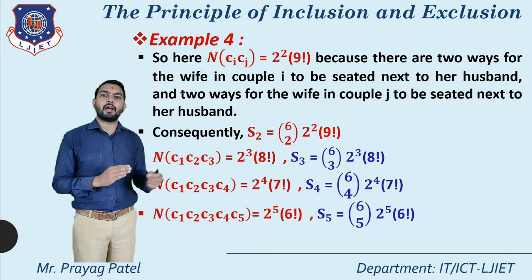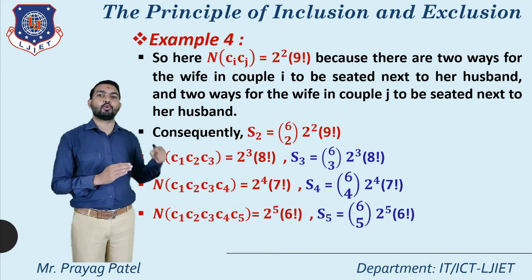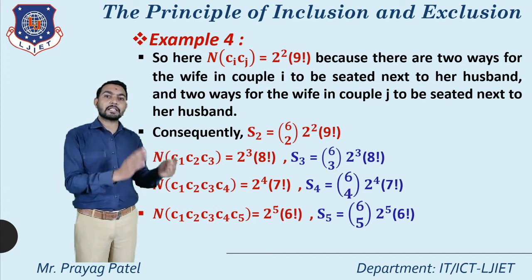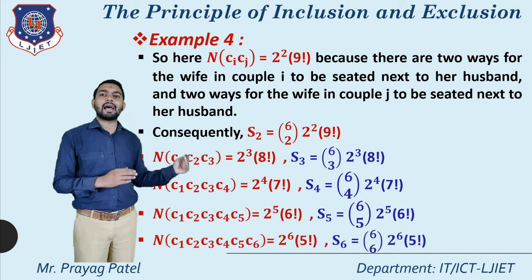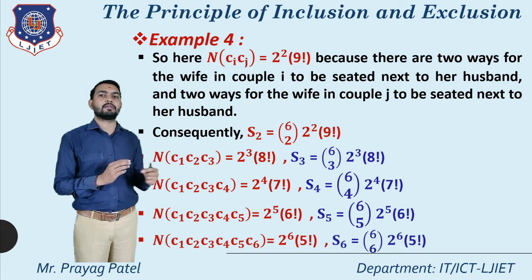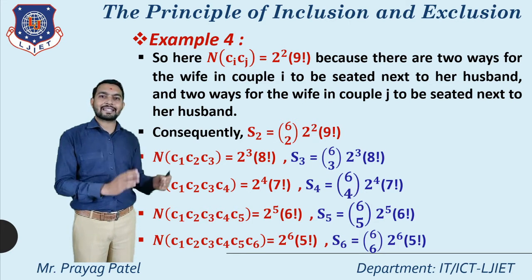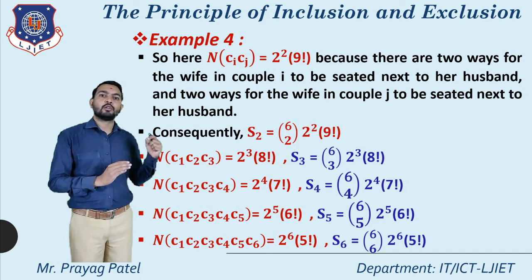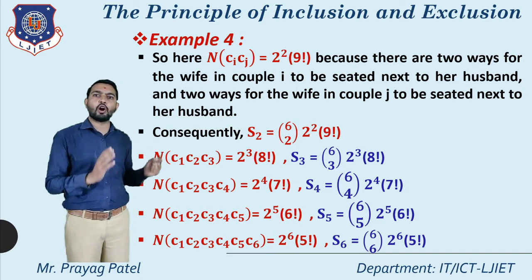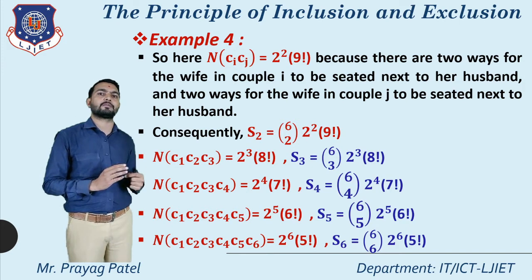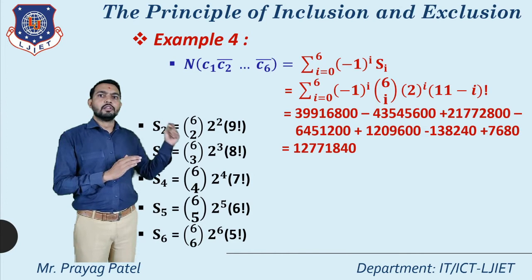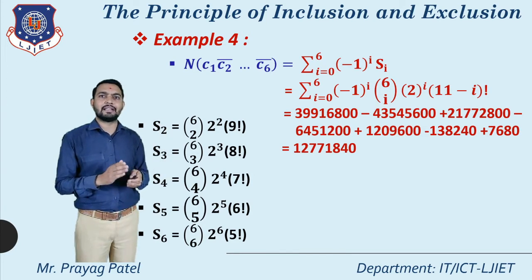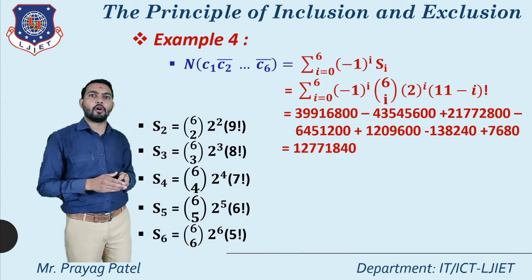Now for the 5 couples, n(C1 ∩ C2 ∩ C3 ∩ C4 ∩ C5) equal to 2 raised to 5 into 6 factorial, and S5 equal to 6C5 into 2 raised to 5 into 6 factorial. Now for the last, n(C1 ∩ C2 ∩ C3 ∩ C4 ∩ C5 ∩ C6) equal to 2 raised to 6 into 5 factorial. So S6 equal to 6C6 into 2 raised to 6 into 5 factorial. So we have all the values of S1, S2, S3, S4, S5, S6, so we can find the final value n(C1' ∩ C2' ∩ C3' ... ∩ C6'). Here all the values are available.